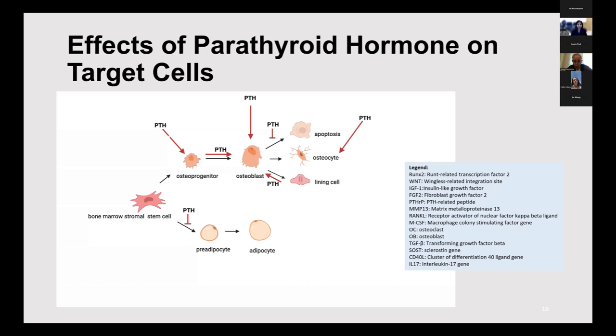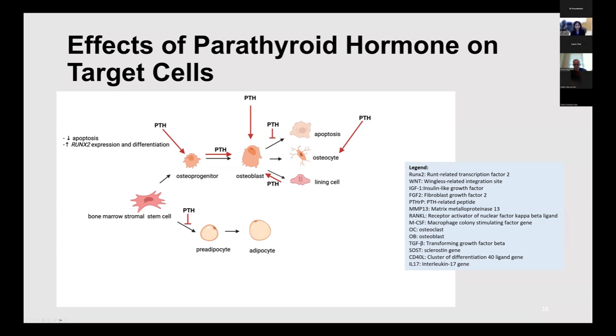So how does PTH really orchestrate this profound effect on the skeleton? To understand that, let's review the effects of parathyroid hormone on target cells of the bone marrow and the skeleton. You see here a bone marrow stromal stem cell, which has the ability to differentiate into an osteoprogenitor cell or into an adipocyte lineage cell. What PTH does is inhibit the differentiation of these cells into the adipocyte lineage and shift them towards the osteoprogenitor lineage.